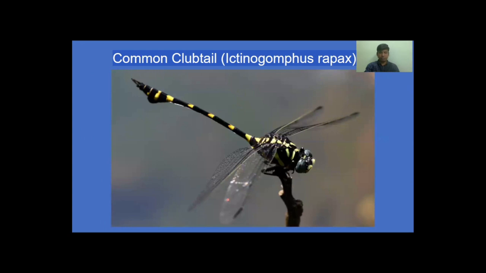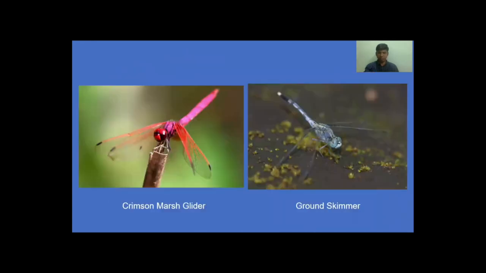Another very interesting dragonfly is called the common clubtail, probably the most widely distributed dragonfly across India. Wherever you go, you might be able to see this. They prefer large lakes and rivers, but sometimes you find them in open fields. They are very predatory. They go and catch other dragonflies and other insects.